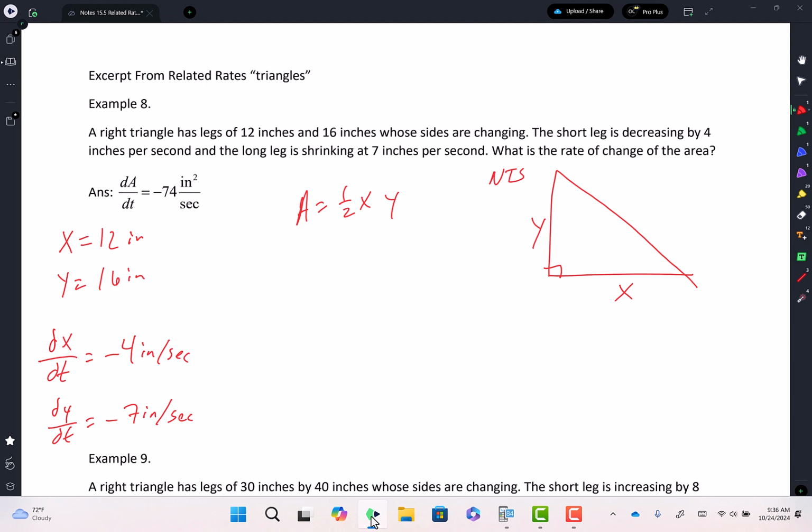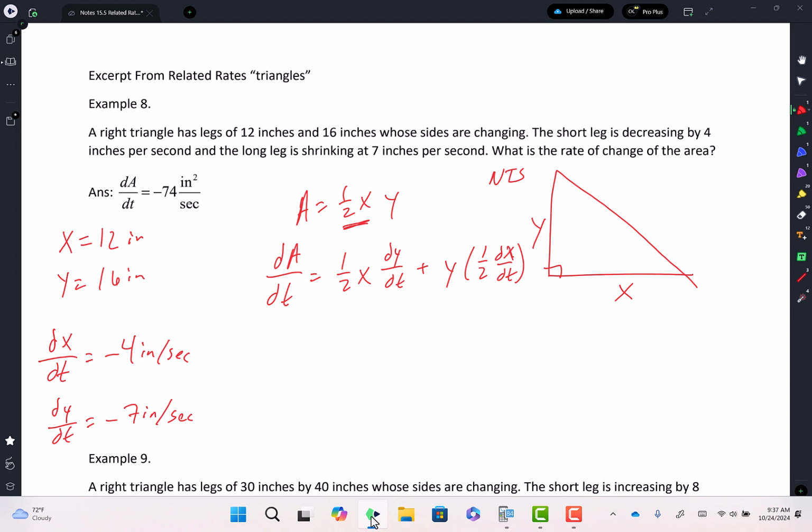You can leave the half alone or you can group it with the x. It does not matter to me. What do you guys want to do? Group it? Okay, that's fine. We'll group it. dA dt equals first times the derivative of the second plus the second times the derivative of the first. Make sure you put a dx dt, dy dt because they are both with respect to time.